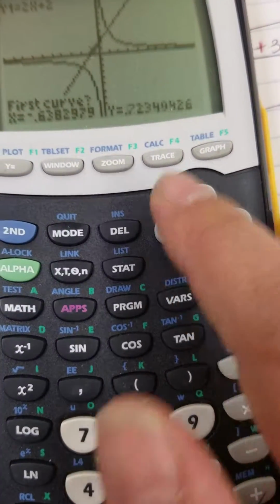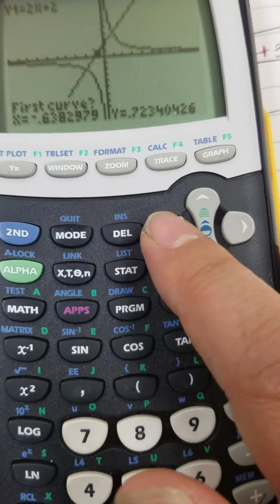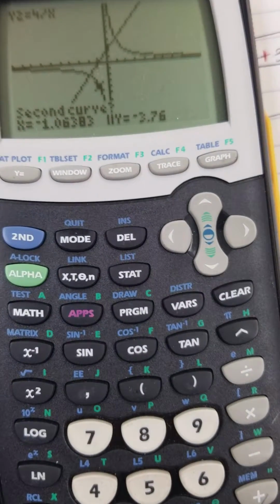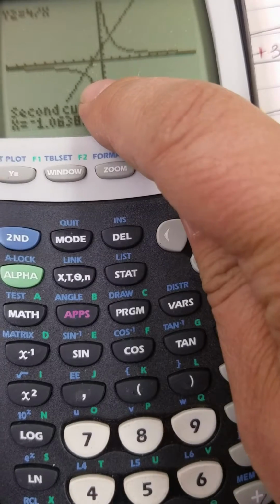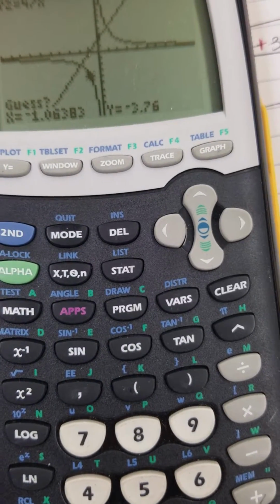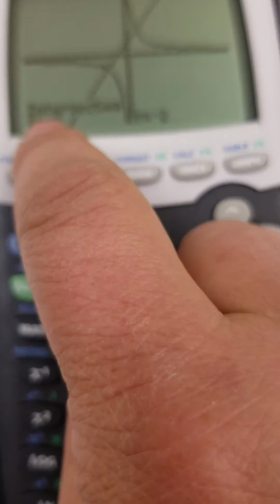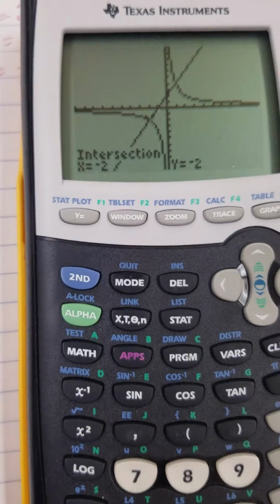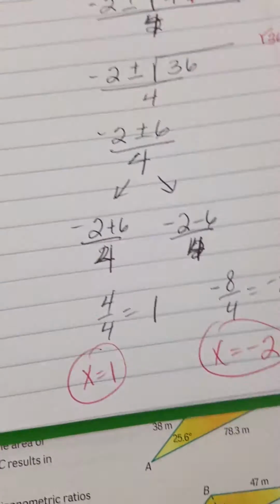So I can start with this point of intersection by going to that first curve. See that cursor? And second curve, there's the cursor for the second curve, so it'll give me the intersection for that point, which happens to be negative 2. Yay. So that confirms our answer right here, negative 2.